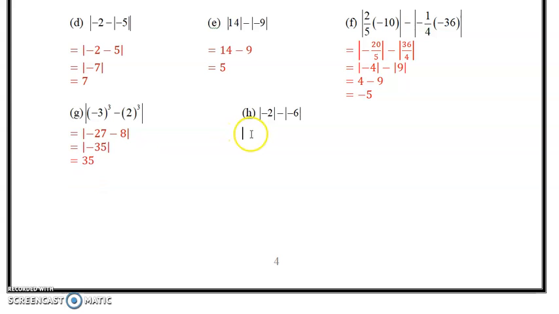And the last one, h, absolute value of negative 2. Absolute value of negative 2 is 2. Absolute value of negative 6 is 6. So you get 2 minus 4, and that will give you negative 4.